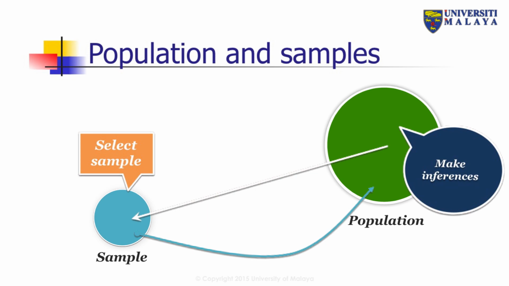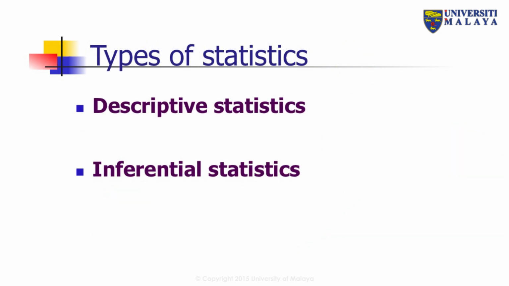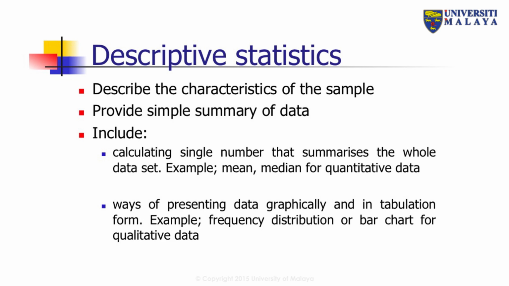The data that we derive from our sample can be examined in two ways. We often divide them into what we call descriptive statistics or inferential statistics. Descriptive statistics are used to describe the characteristic of the sample in the study. In other words, we are simply describing what is and what the data shows.